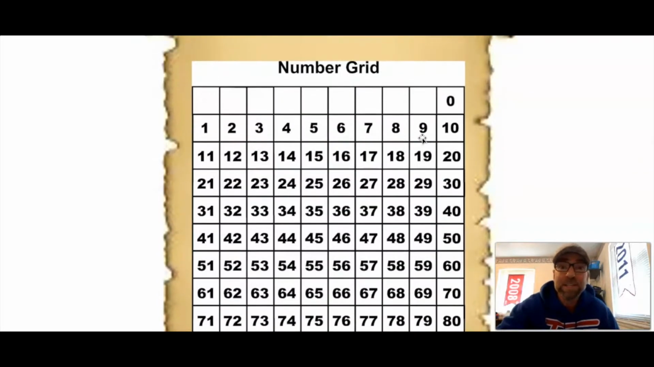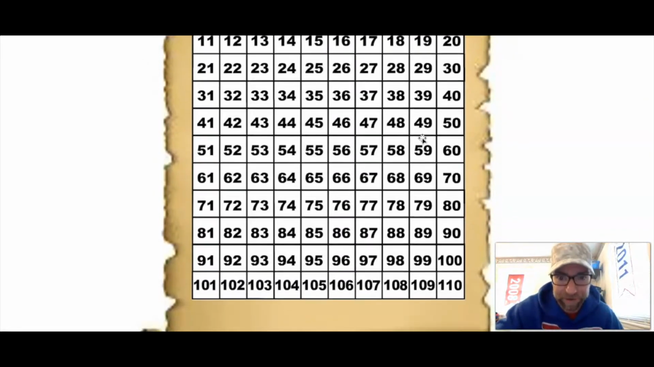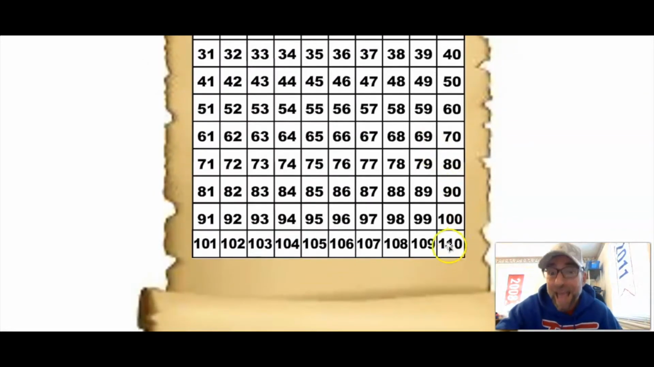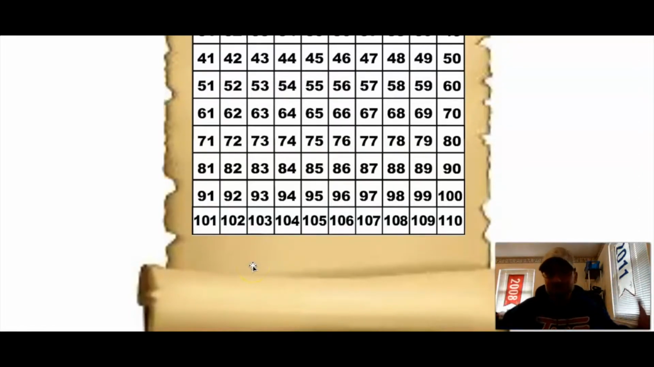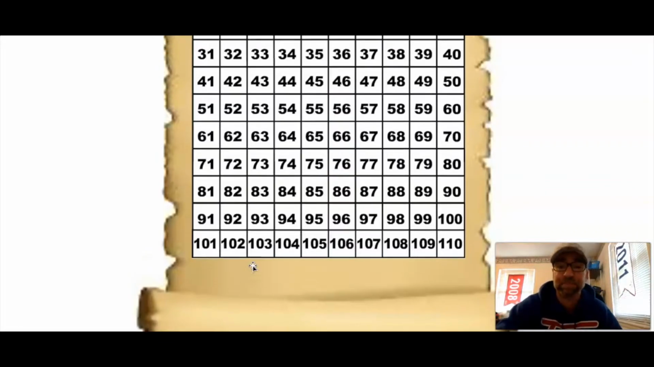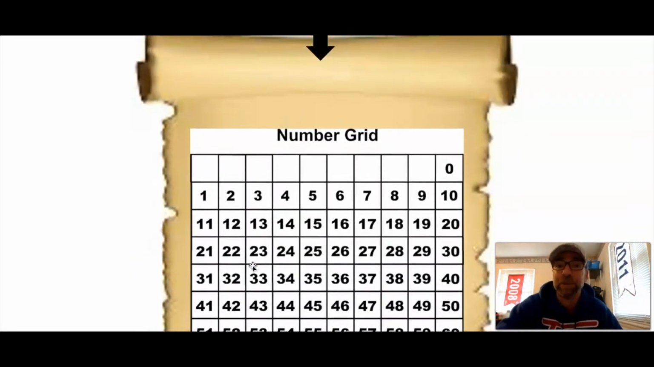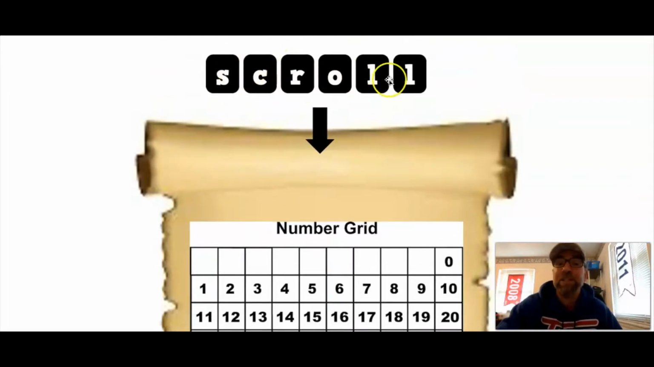Now, numbers never end. So my number grid scroll can go on and on. So after 110, I can go ahead and write 111, 112, and I can keep going on to the 200s, and then the 300s, and then the 400s. That is a number grid scroll. So today, let's take a look at our number grid and let's see if we can review some patterns that we see.